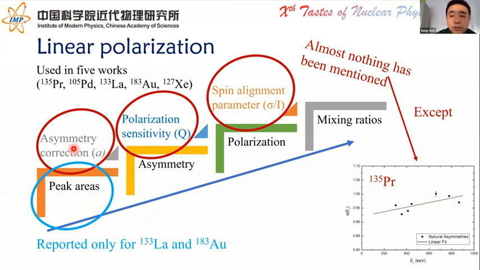Besides, there are three parameters: the asymmetry correction A, the polarization sensitivity Q, and the spin alignment parameter sigma over I. These should be calibrated or evaluated. However, in all the five works, nothing is mentioned, except one asymmetry correction for praseodymium-135 in a PhD thesis. The absence of this essential information makes it difficult to assess the reliability of the reported experimental results.